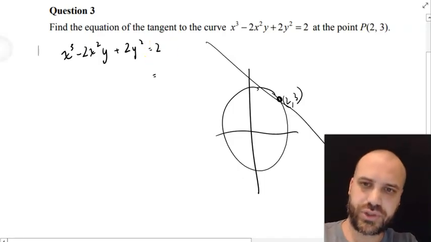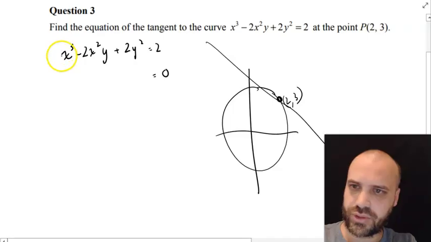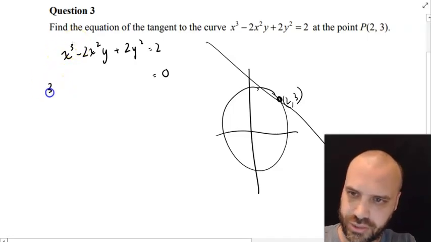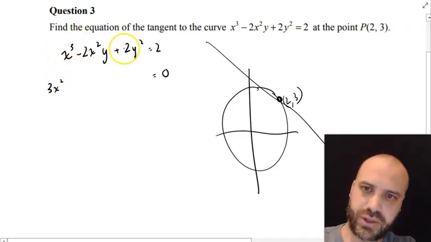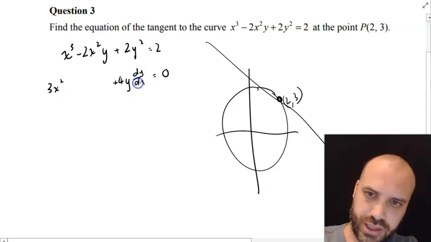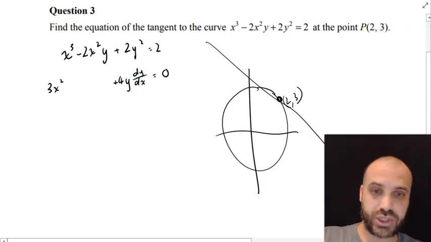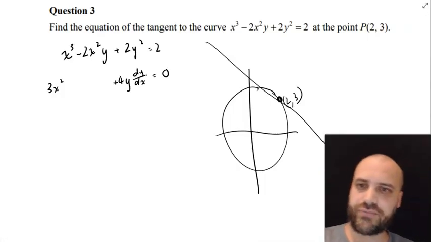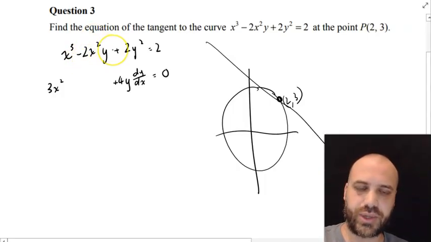The derivative of 2 is 0. The derivative of x cubed is 3x squared. The derivative of 2y squared is 4y dy/dx. With implicit differentiation, if you're differentiating y, you need that dy/dx on the end. And then finally we have this negative 2x squared y.